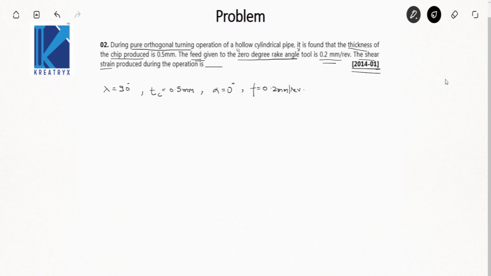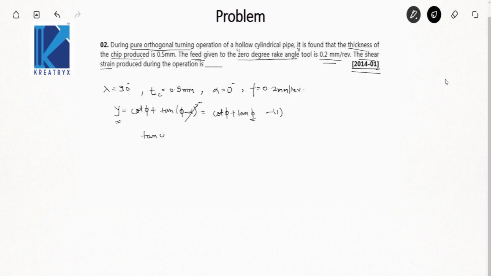Now what they are asking is the shear strain, the shear strain produced during the operation. So as we know from the metal cutting theory, shear strain is basically defined as gamma equals cot phi plus tan (phi minus alpha). Since alpha is equal to 0, already given, it will become cot phi plus tan phi. Let's say this equation be first. So in order to calculate gamma, we should know the value of phi. So how will we get the value of phi?